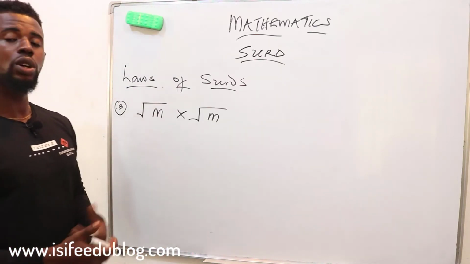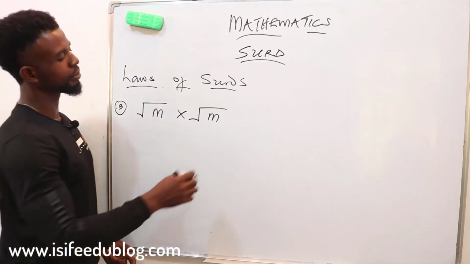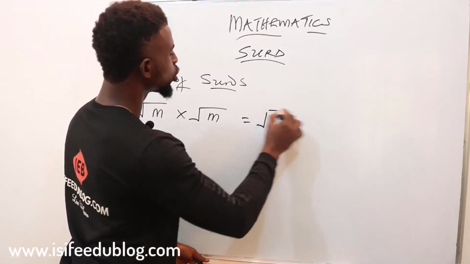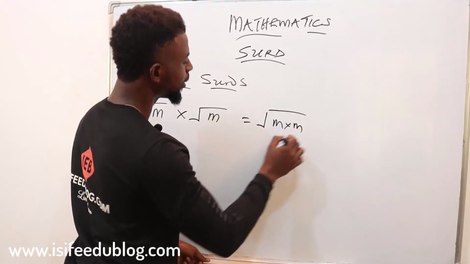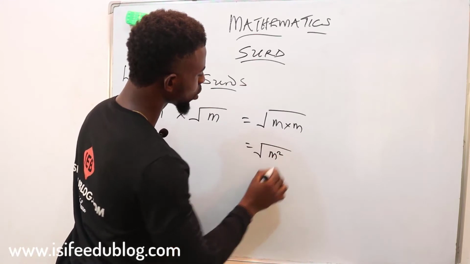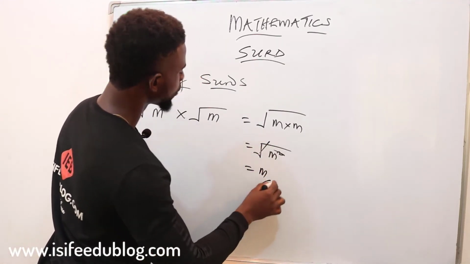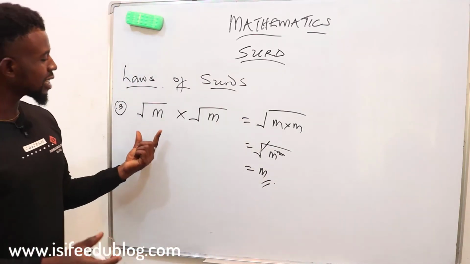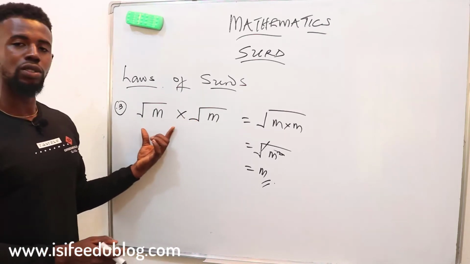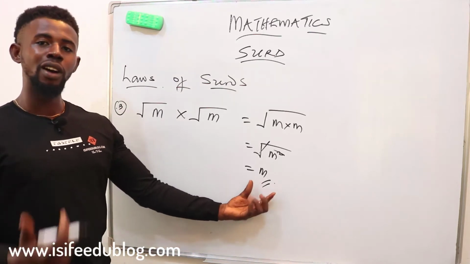Our third rule, what does our third rule say? The third rule says that root m times root m is equal to, now from our first rule, it should be root of m times m, right? I know that m times m is m squared, so this is root m squared. Now I know that we cancel our square root to have m. So this means that if we are looking for the product of any two surds that are of the same base, the solution is equal to the base of that surd.